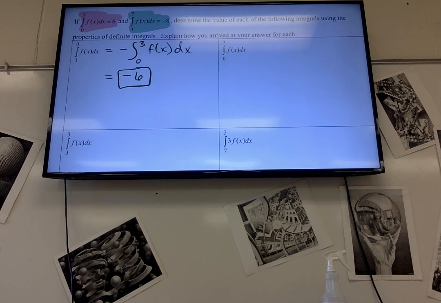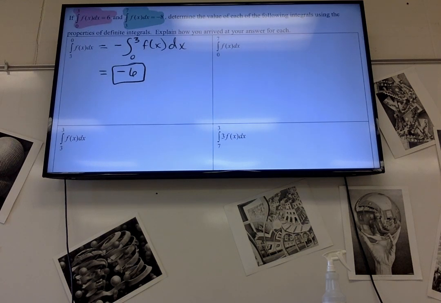We're gonna have to do A to C and C to B. So I'm gonna go from what to what? From 0 to 3, plus 3 to 7. Very good. Which is 6 minus 8. Oh, that's what they give us. So yes, this is 6 plus negative 8. This is negative 2.